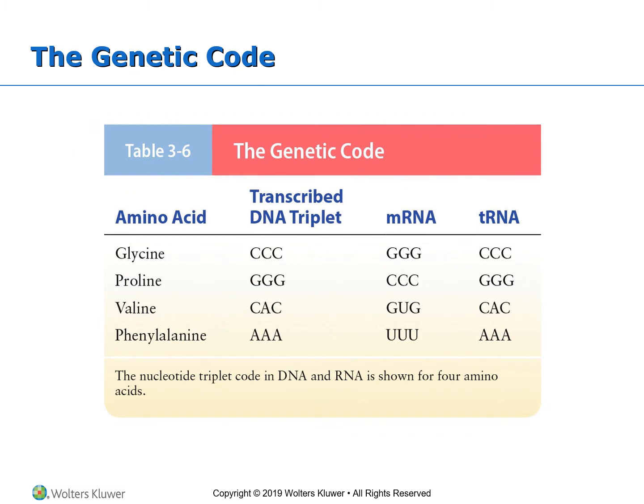So here's an example of the genetic code. If you look at that, you will see that for glycine, which is an amino acid, the transcribed DNA triplet will be CCC, that will be transferred outside. And you see here different examples of proteins that will have a certain type of DNA code that will transfer outside the nucleus, and the cell will be able to synthesize the respective protein based on this information.